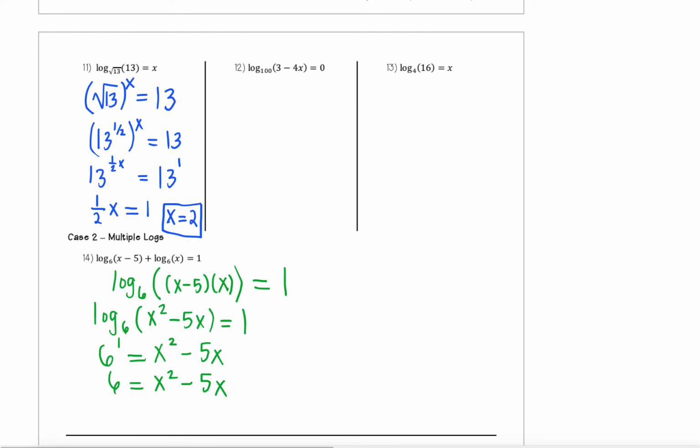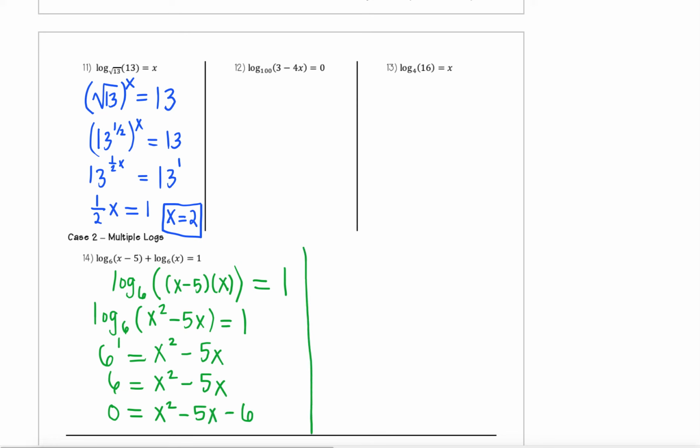What would be the easiest, nicest way to solve a quadratic equation? Well, we have lots of options to solve quadratic equations that we learned about last semester. One of the nicest ways would be if we could factor it and use the zero product property. Alternative ways would be completing the square. We could use the quadratic formula as well. Well, let's see if we can go ahead and factor this. In order to do so, I need to get the 6 to the other side. So I'm going to subtract 6, and we get x squared minus 5x minus the 6.